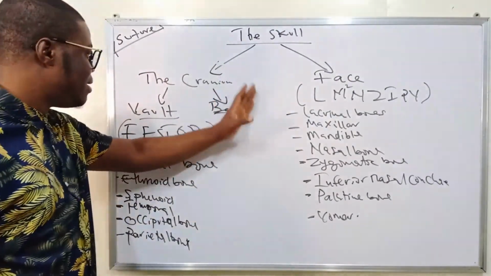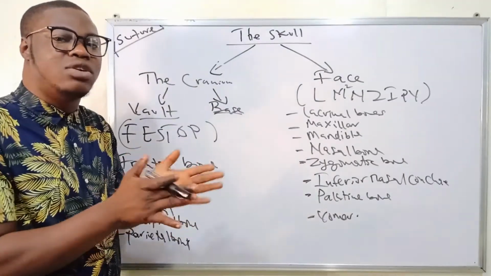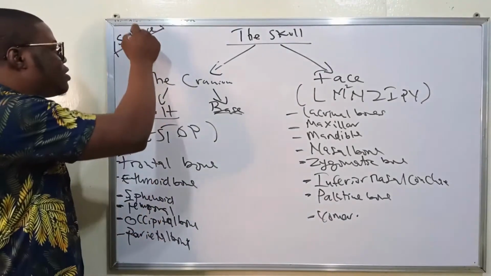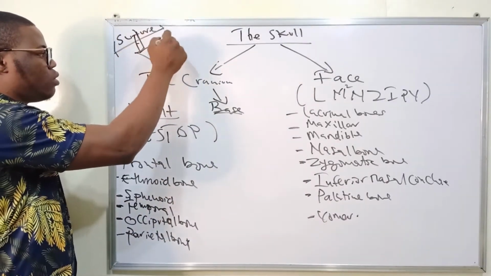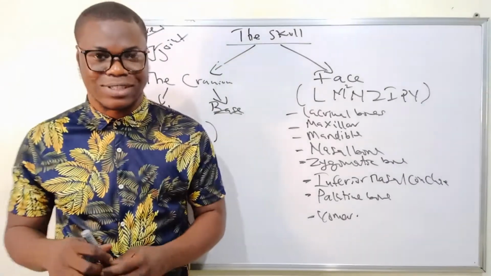Now, the bones, most especially the cranium, are connected together by sutures. Sutures are just like the joints of the skull. So let's quickly talk about that. Let me rub the board off and then we'll talk about it. So stay tuned.